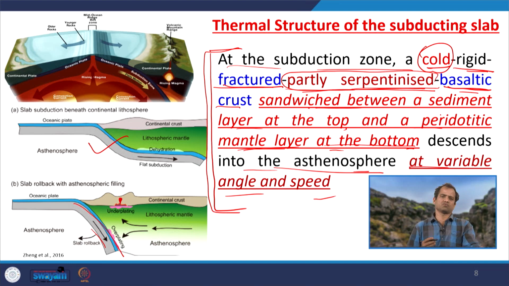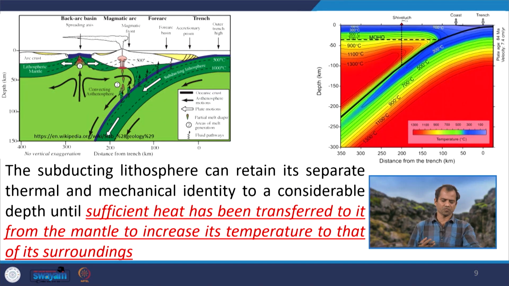Now, what happens? What next? If this type of slab with these characteristics is going inside, what changes are taking place? How is it responding to this high temperature and pressure environment inside the asthenosphere? So, the subducting lithosphere can retain its separate thermal and mechanical identity to a considerable depth until sufficient heat has been transferred to it from the mantle to increase its temperature to that of its surroundings.